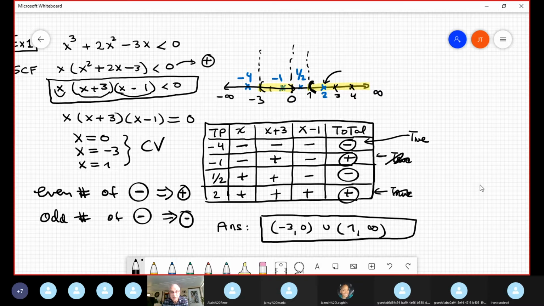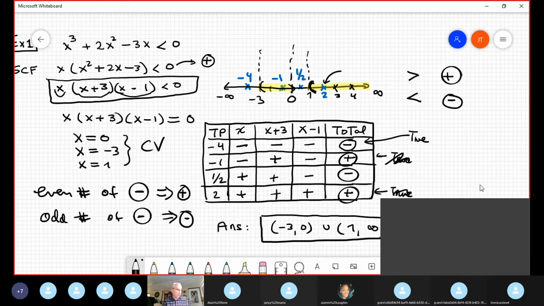Okay, do you understand? So depending on the original problem, if it is greater than, the true is the positive. If it is less than, the true is the negative. Is it clear or confusing? Come on, I want to hear your opinion. Little by little, you will get clear. Guys, this is just the beginning. I promise you this gets more complicated.